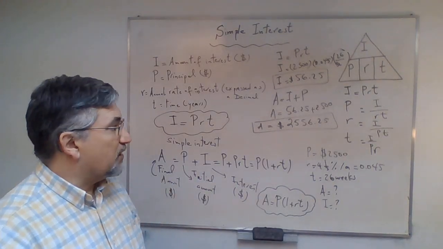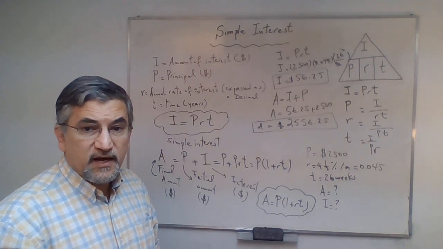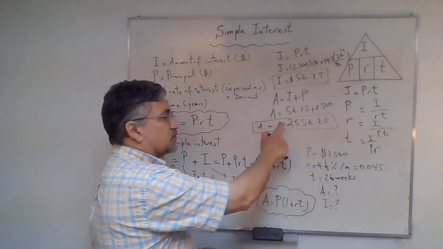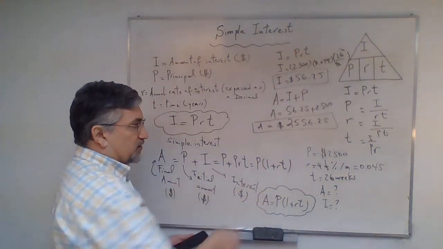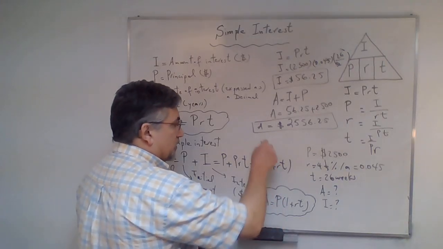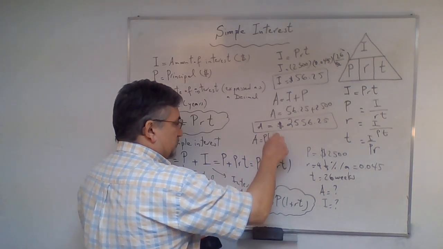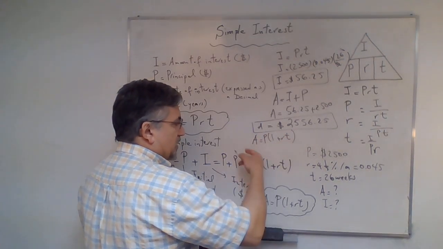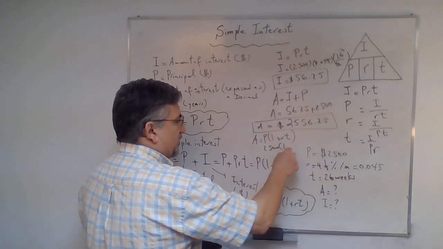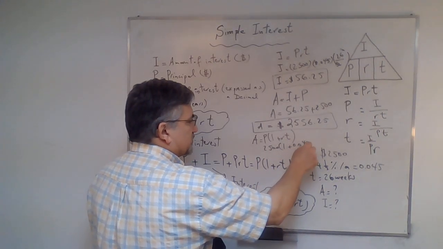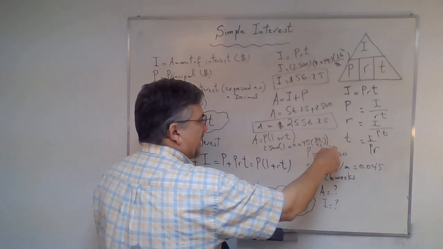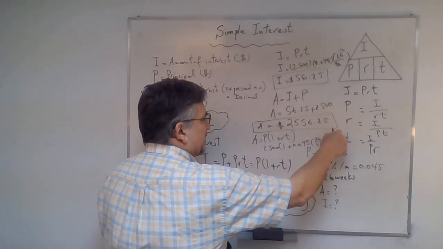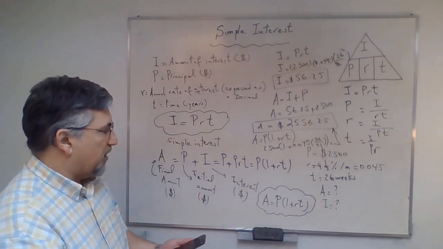It was asking how much this investment is worth after 26 weeks. It is worth $2,556.25. Now, we could have used this other formula directly as well. I'm not saying no. So we could have said A equals P times 1 plus RT. And if you plug in 2,500 and multiply 0.045 times 26 over 52 inside the brackets, you get the same answer that we got above.